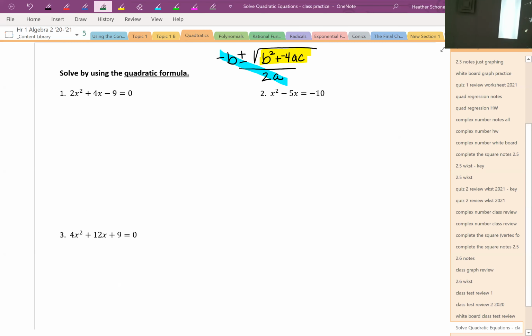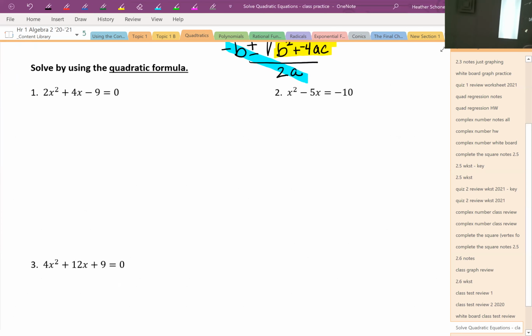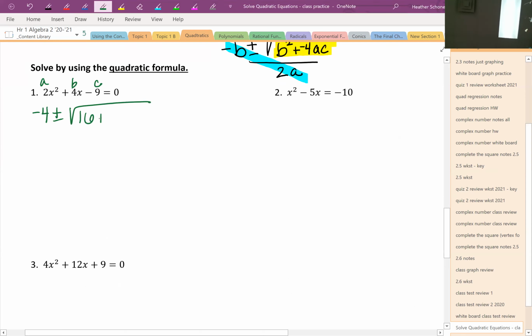All right, but now we need to use it as the full quadratic formula. So this is my A, this is my B, and this is my C. So when I plug it into my equation, I have the opposite of B, which is going to be -4, plus or minus the square root of B squared, which is 16, plus -4 times A, which is 2, times C, which is -9, all over 2 times A, which is also 2.